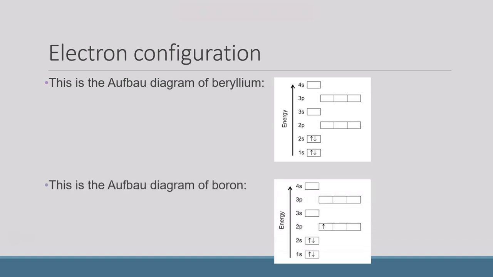Next comes boron. So boron's first 2 electrons are going to fill up n equals 1. The next 2 electrons are going to fill up the s shell of n equals 2. The 5th electron, because boron has 5 electrons, will now move on to the p shell of the 2nd energy level.